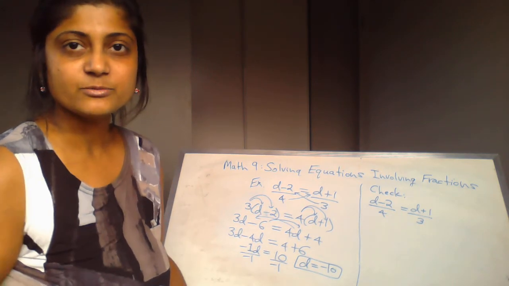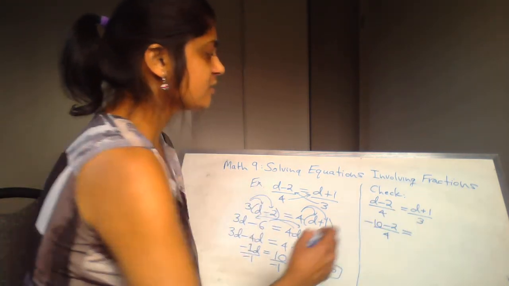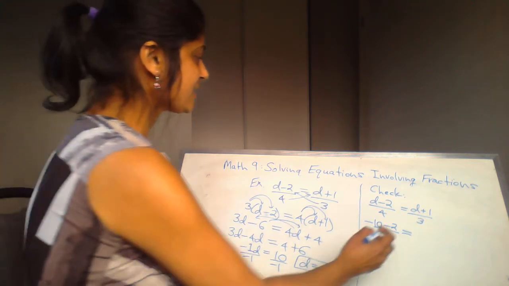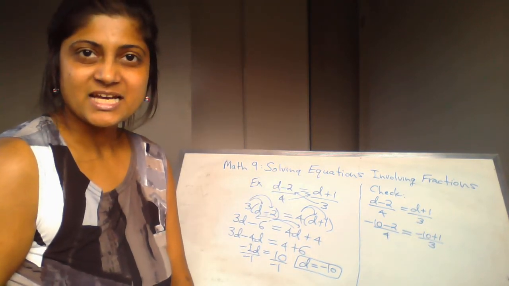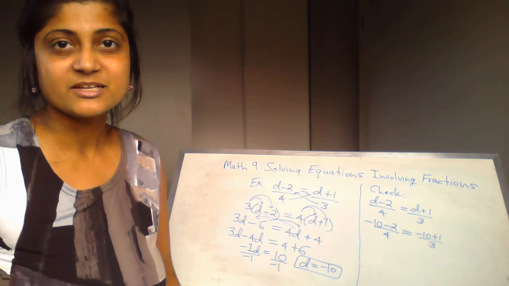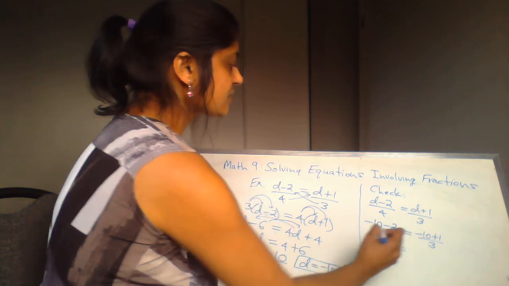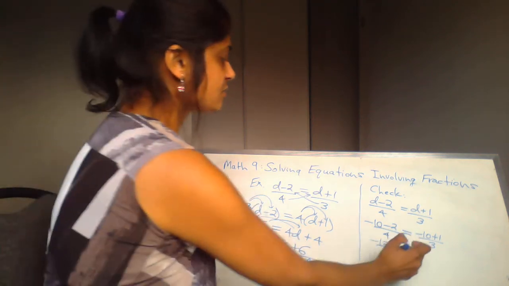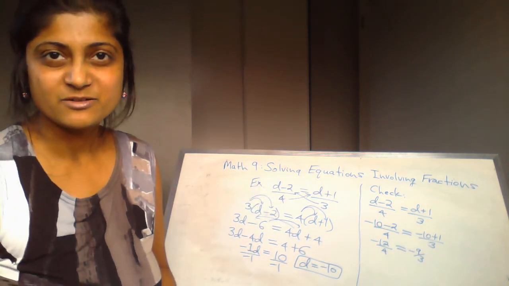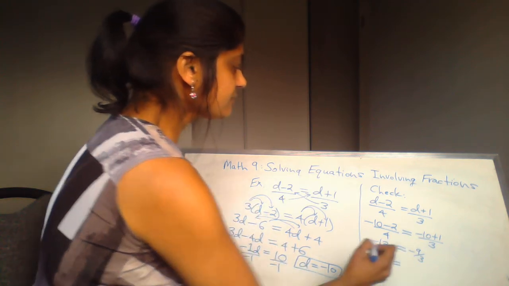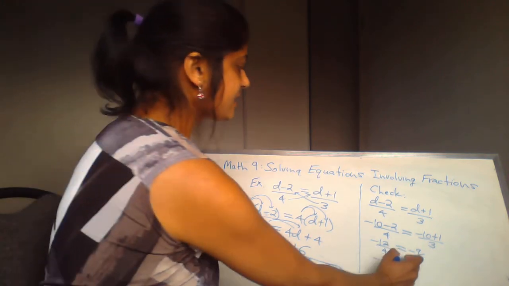So instead of the d here, we're going to plug in the negative 10. Negative 10 minus 2 over 4 on the left side, and on the right side, negative 10 plus 1 over 3. We just need to solve both sides of the equation to see if they are equal. So negative 10 minus 2 is negative 12 over 4, equals negative 10 plus 1, which is negative 9 over 3. Negative 12 divided by 4 is equal to negative 3 on the left side, and on the right side, negative 9 divided by 3 is equal to negative 3.